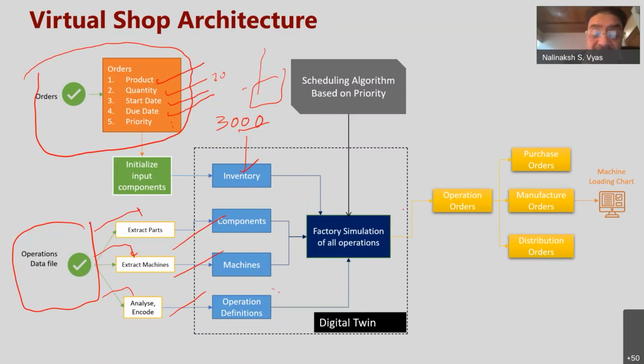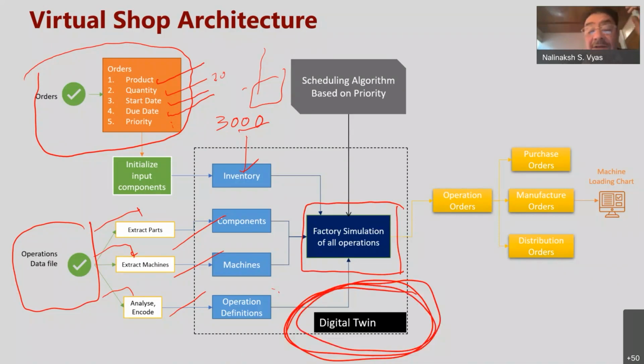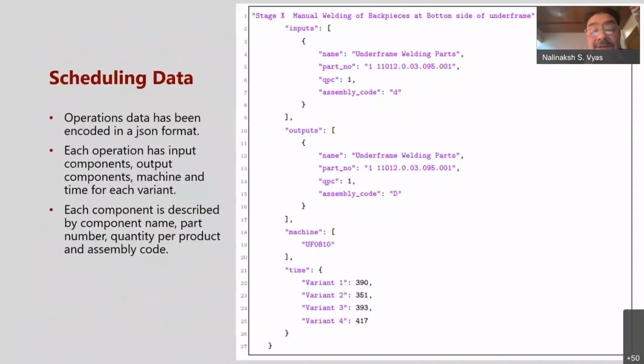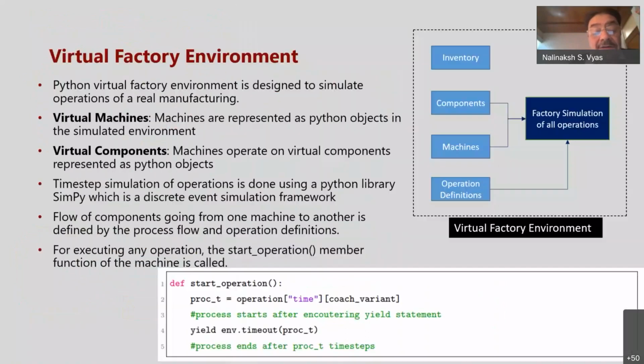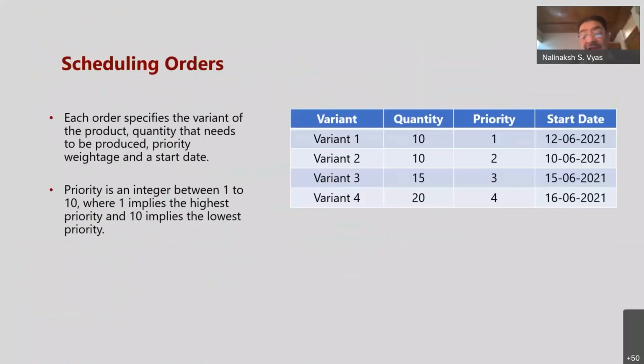So a digital twin, and the entire factory gets simulated in soft form, and this is the digital twin of the factory. So this is a typical Python code where you have virtual machines, virtual components. I'll take just one example that I have.